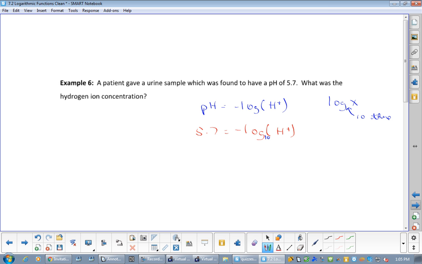If it's not there, it means 10. It's like if I do square root 25, you're like, is that cube root? Is that like fifth root? What am I supposed to do? Because there's nothing there, it always means square root. Same thing if nothing's there. So, the first thing I'm going to do is divide the negative out. Negative 1 on both sides. I will get negative 5.7 equals log 10 to the H plus.